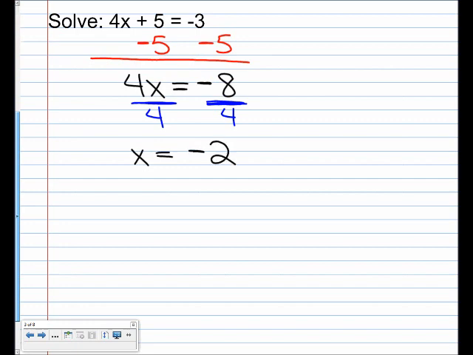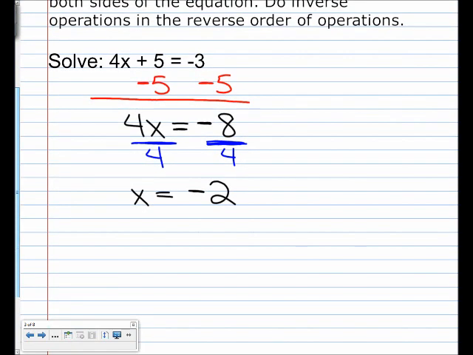All right. Questions? How do I know I'm right? Because I did it and I'm awesome? You can plug it in. Very good. All right. So I need 4 times negative 2 plus 5 to be negative 3. Let's see. What's 4 times negative 2? Negative 8. Negative 8 plus 5 is negative 3. So we are correct. All right.